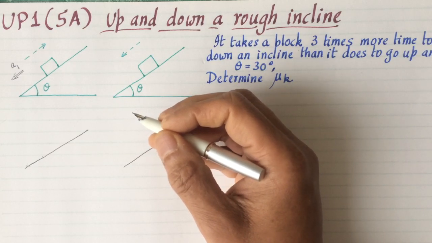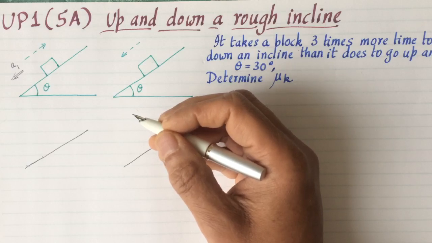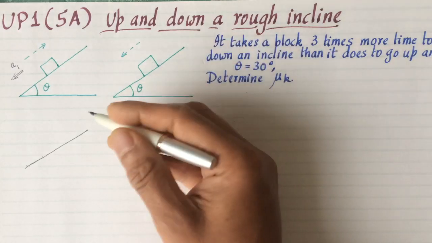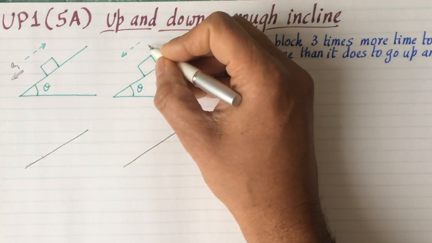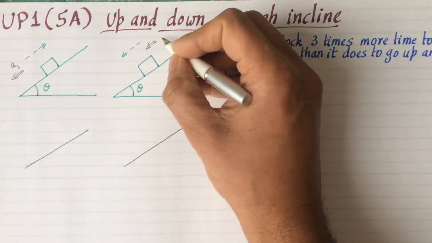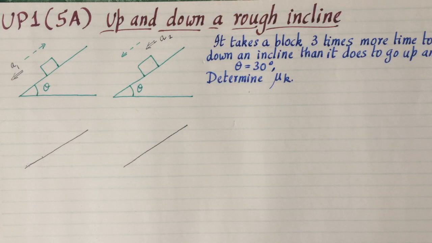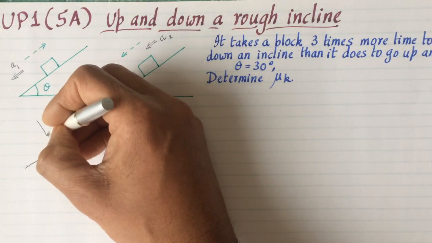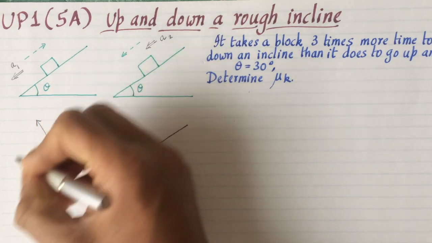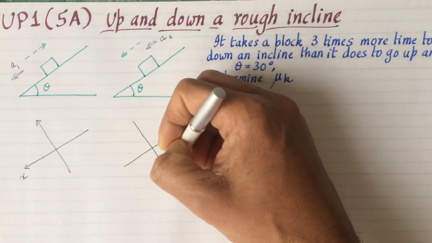It could be slowing down or speeding up. We don't know. So we'll just assume it has to be speeding up because it starts from 0. So we'll assume that it actually is in this direction. I'll call this A2. All right, let us write the free body diagram based on that. I always like to take my x-axis in the direction of the acceleration.